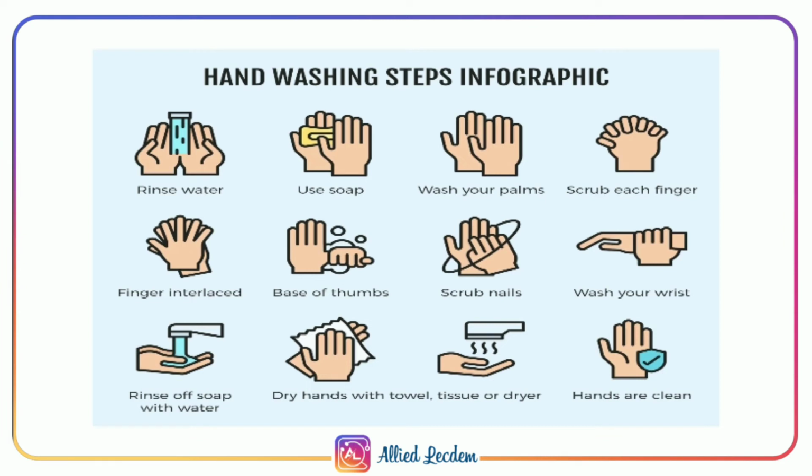So I repeat that. First, rinse our hands using water. Use soap. Wash your palms. Scrub each finger, interlaced, base of thumbs. Scrub nails. Wash your wrist, and then last, rinse off soap with water and dry your hands with a towel, tissue or dryer, and now our hands are clean.